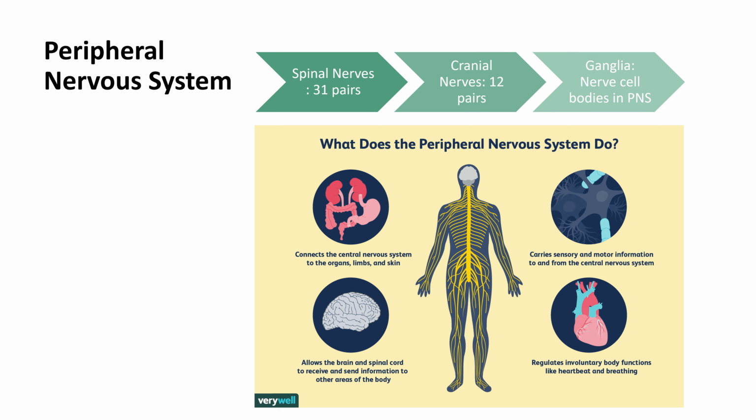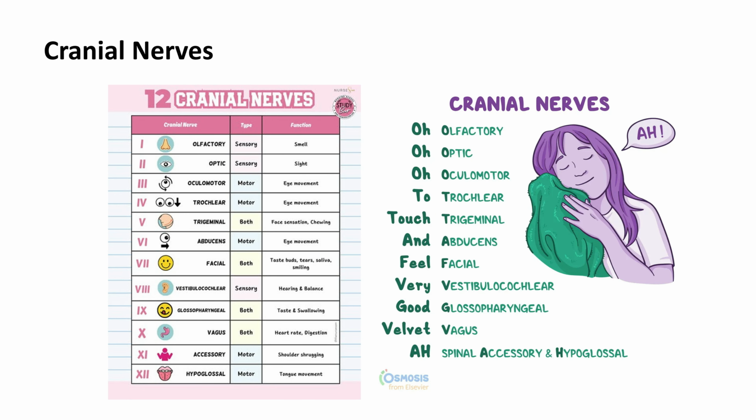So here's a little graphic for you about that. And then let's get into something that's very important, your cranial nerves. So you're going to want to review this, go over this chart, find a chart that you can review. But the best thing you can do is remember your cranial nerves with a mnemonic. So here's one that I actually use, OOO, to touch and feel very good velvet. This is a mnemonic you'll see all over the place for your cranial nerves.